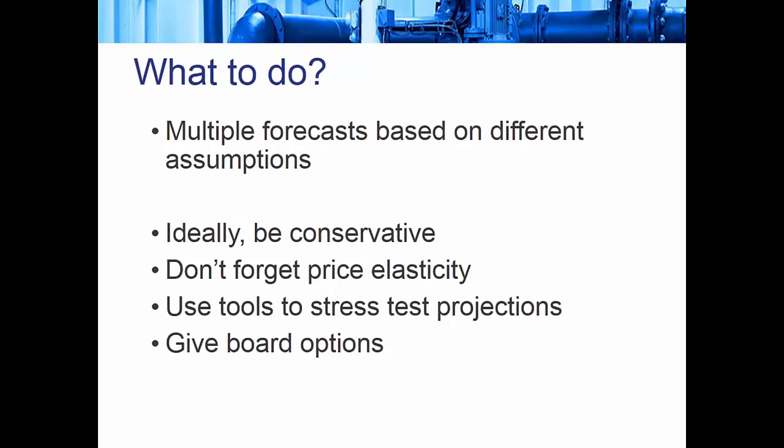So what we really recommend when we work with water systems on these issues is multiple forecasts based on different assumptions. You should be conservative. Don't forget about that idea of price elasticity. And in fact, the tools that we have assume that if your price is going up, that usage will go down a little bit. You should use available spreadsheet tools to test your projections. And we often recommend giving your governing board, whether that be a local town council or an HOA board or whoever the final decision maker is, some options so they can decide for themselves and think about those different types of customers as you're giving them those options.